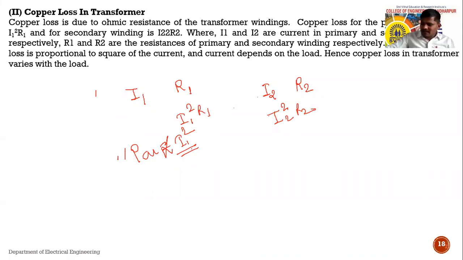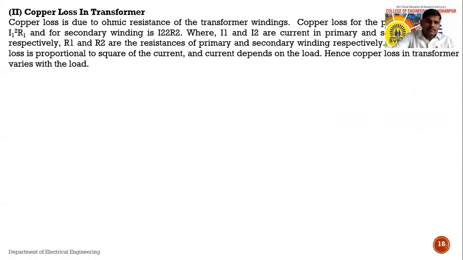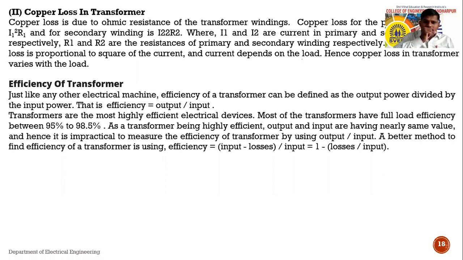So these are the types of losses in a transformer: iron loss, eddy current loss, and copper loss. Okay, now what is meant by efficiency?